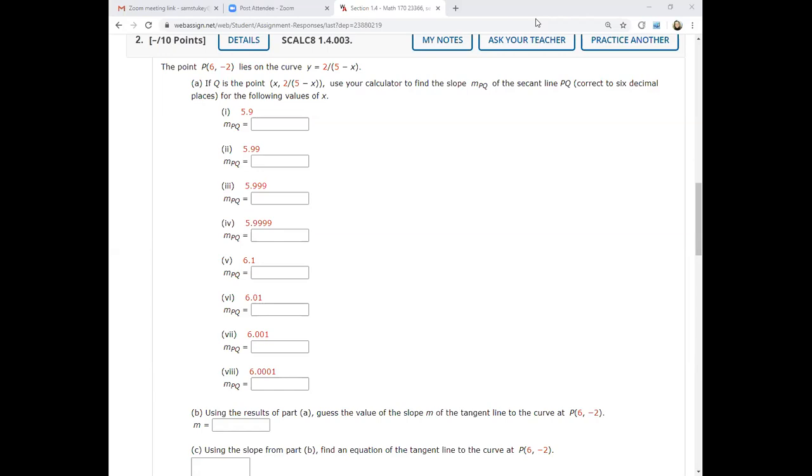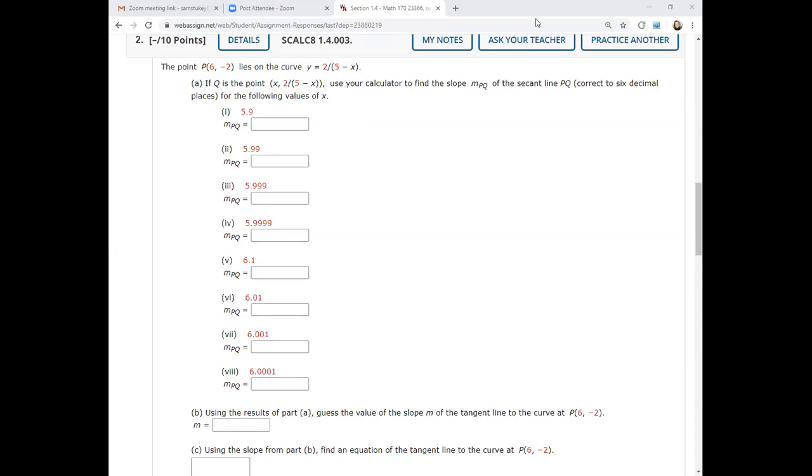So we did all the work. We already calculated the slope. That's why we did y2 minus y1, all that, right? So this expression is your slope. Now, all you have to do, let me show you something. I'm going to get my calculator out. We're doing 5.9, 5.99, etc.